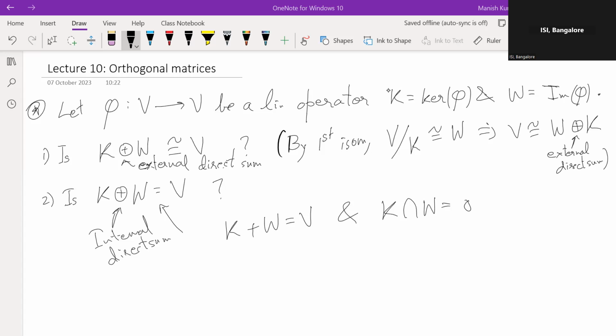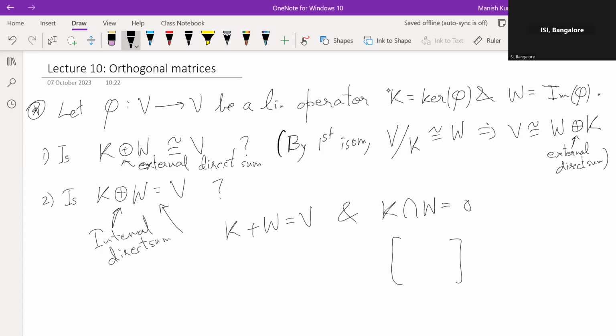So this may not be true in general. Can you give an example where this is not true? You'll have to give me a linear map such that this doesn't happen. In other words, you have to make sure that K intersection W is not zero. So what would be such a linear map? I don't have an example written down, but one can try to make it.